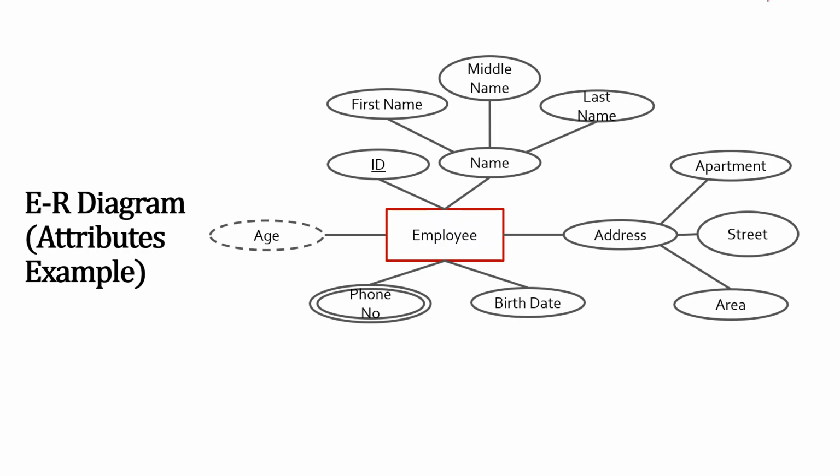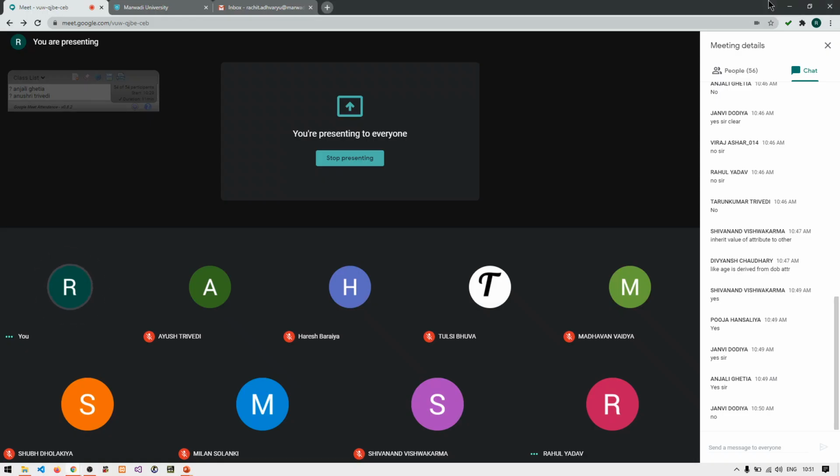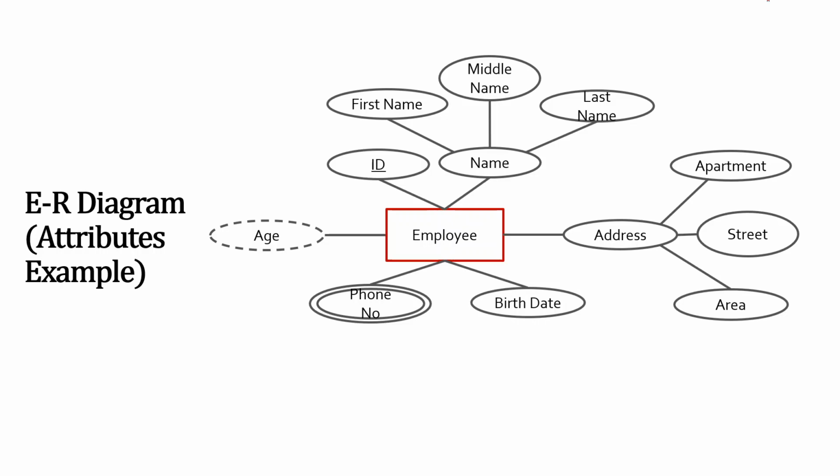Okay, great. Okay, yes. Only composite. Okay, right. So we have address, which has been divided into apartment, street and area. So this is a composite attribute. Let me call it CA. Similarly, name has been divided into first name, middle name and last name. So this again is a composite attribute. Clear, guys? All of you?